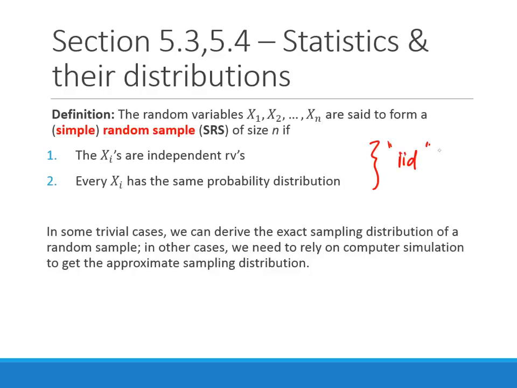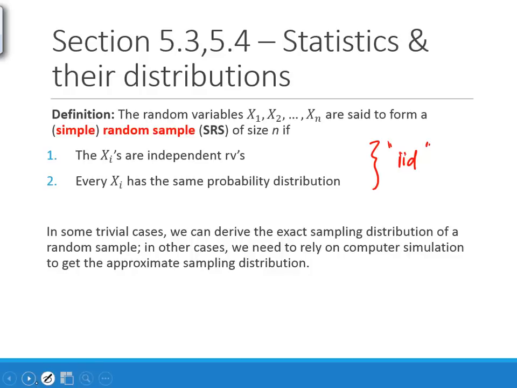So whenever you see the phrase random sample, that's going to mean something very specific, which is right here. We're going to say that those things are independent and they all have the same distribution, or they're IID. So if you see random sample, that means this here. And in some simple cases we can derive the sampling distribution from a random sample like this, and in other cases we might need to rely on some computer simulation to get an approximation of what that thing will be.